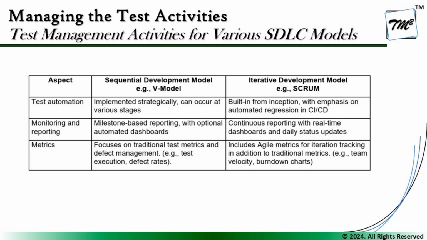The next one here is to talk about monitoring and reporting. Of course, in sequential, milestone-based reporting happens with optional automated dashboards. However, in the iterative, there is continuous reporting with real-time dashboards and daily status updates, which happen with the team in terms of having a call every single day to have very concrete reporting. But again, the reporting methods may also vary. When we talk about sequential, we may look forward to more formal documented reports on major milestones. However, in Agile, we look forward to casual, high-level, verbal reporting on a daily basis.